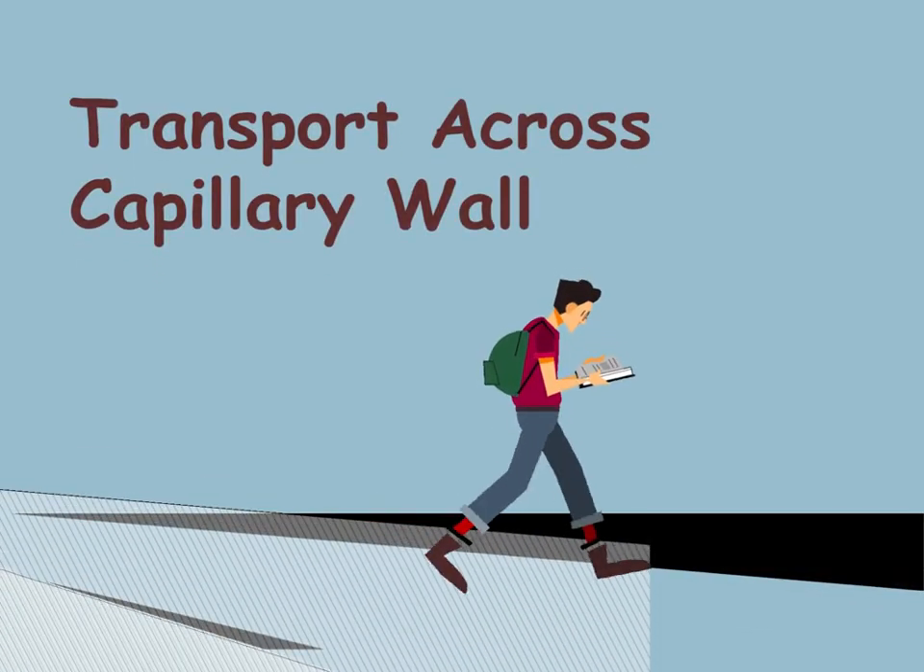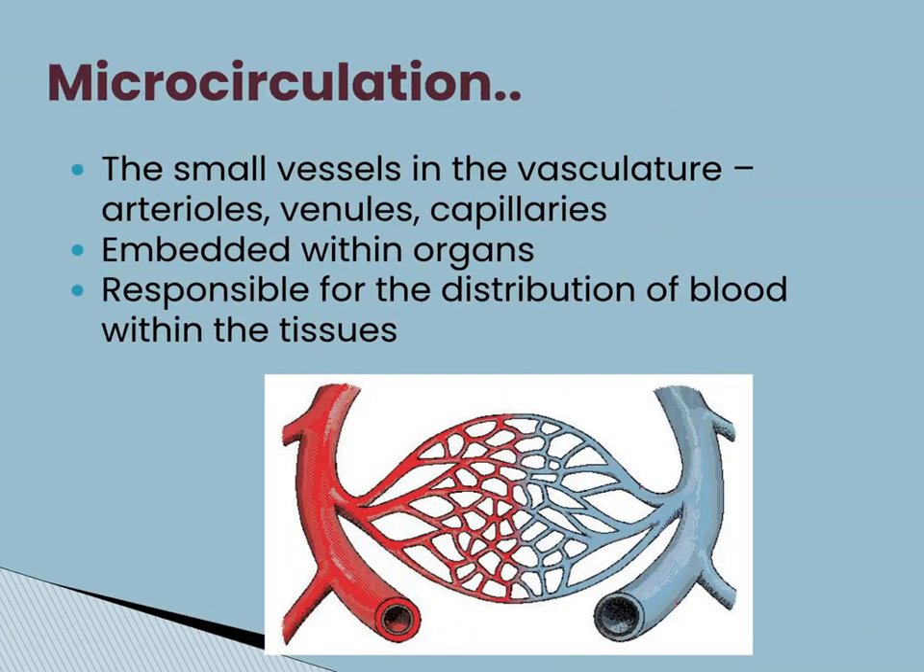Transport across capillary wall. The small vessels in the vasculature, arterioles, venules, capillaries, embedded within organs, are responsible for the distribution of blood within the tissues.